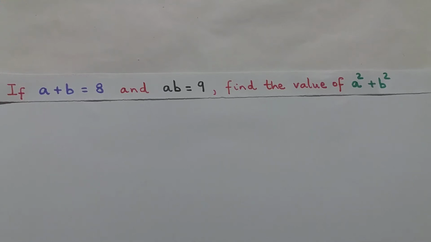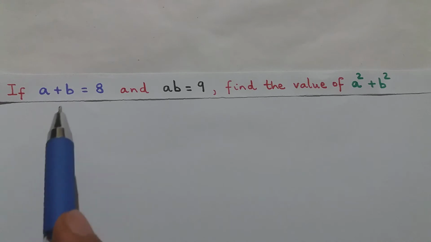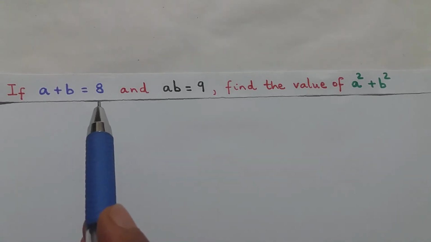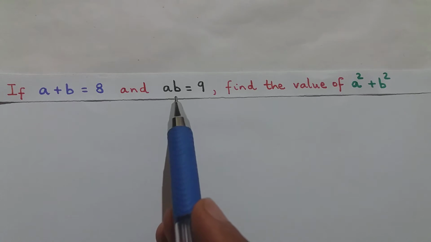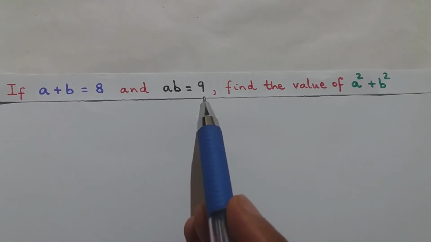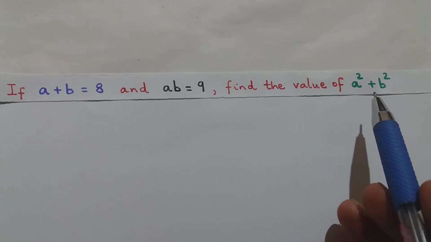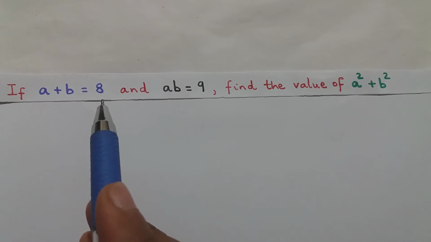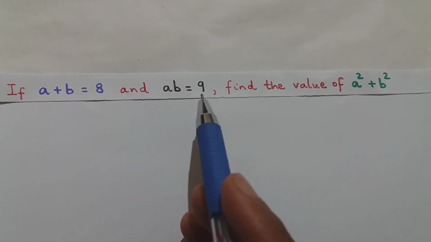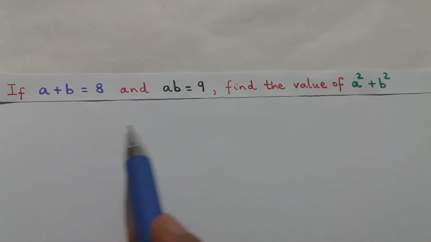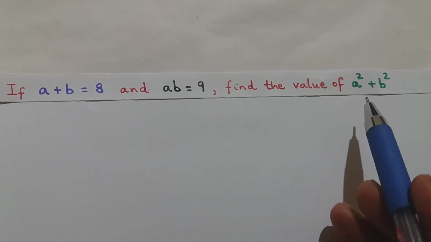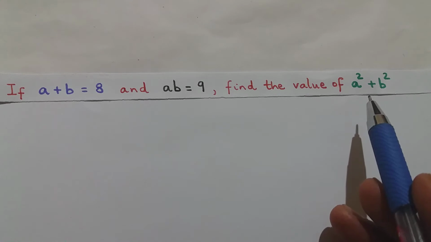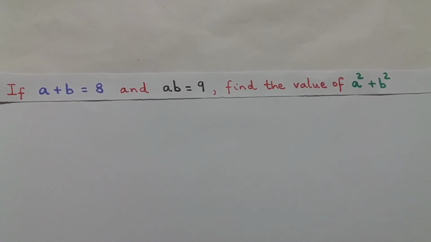Welcome. Here the question says, if a plus b is equal to 8 and ab is equal to 9, find the value of a square plus b square. So in this question we have been given the information that a plus b is equal to 8 and ab is equal to 9, and based on these two pieces of information we have to find the value of a square plus b square. So let us start solving this question.